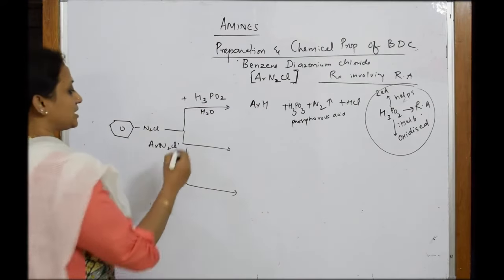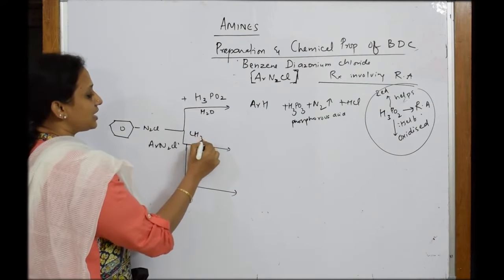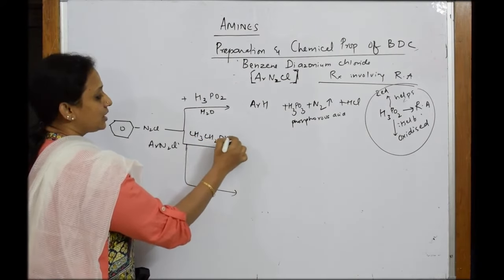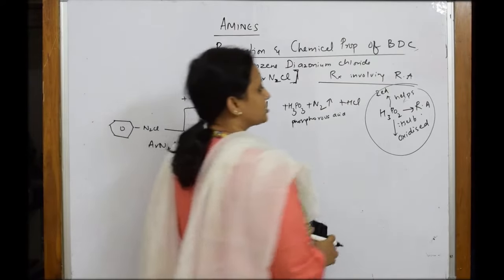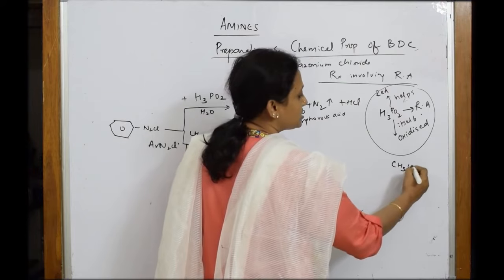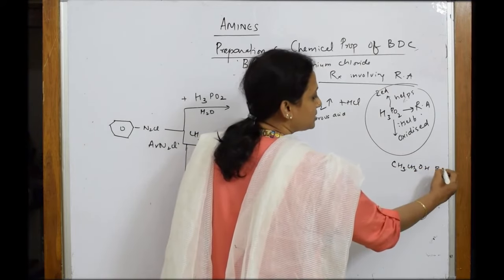Let us take one more reducing agent. What is one more reducing agent? I am taking ethanol. Ethanol also is a reducing agent. So let us write CH3CH2OH is a reducing agent.